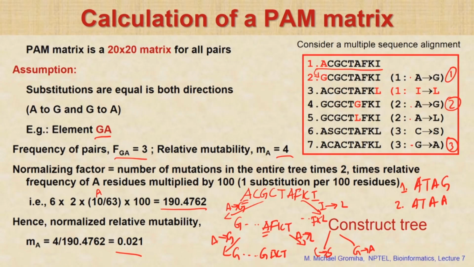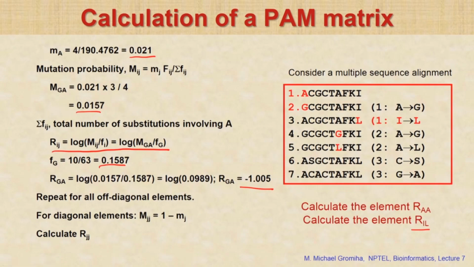Now, we get the normalized relative mutability. It is only one isoleucine to leucine mutation, so 1 by 76.2, which is equal to 0.013. Then we get this M isoleucine to leucine, MIL. So, we get 0.013 multiplied by only 1 divided by only 1. So, this is equal to 0.013. Now, we get the Rij. We take the logarithm of these values, and finally you get this value as minus 0.685.